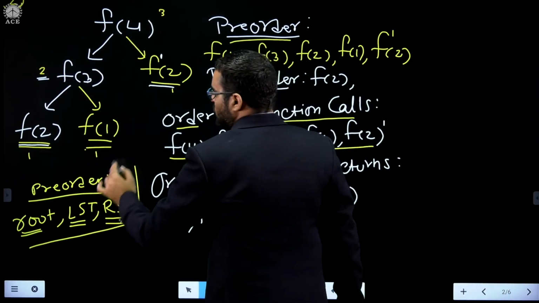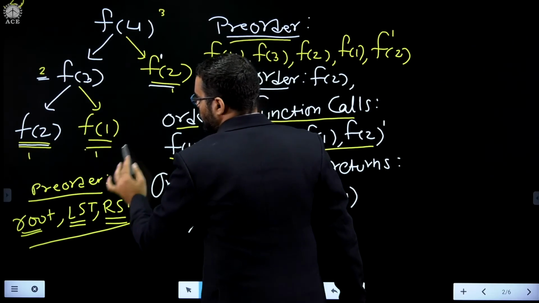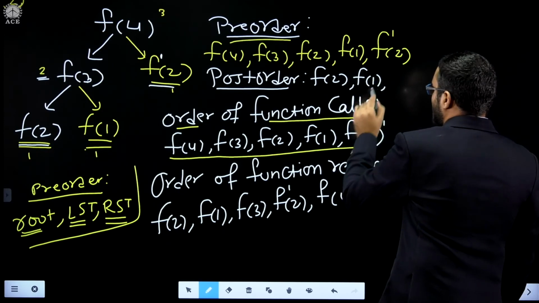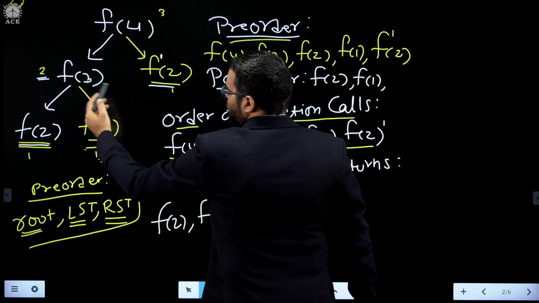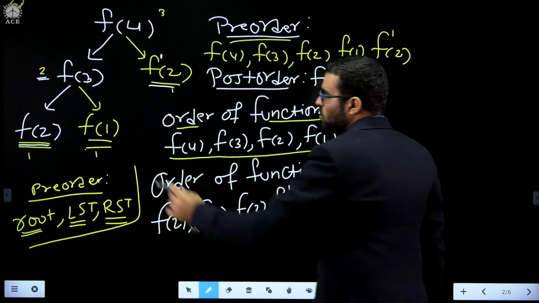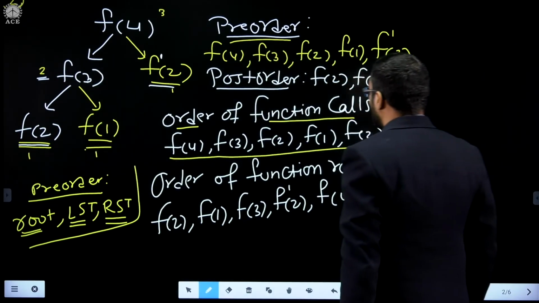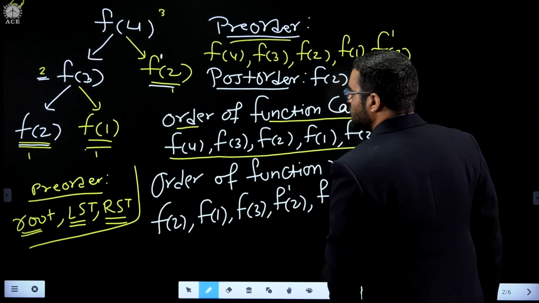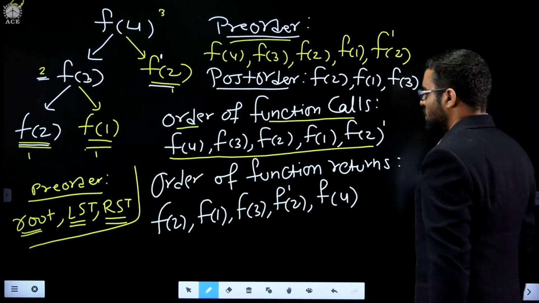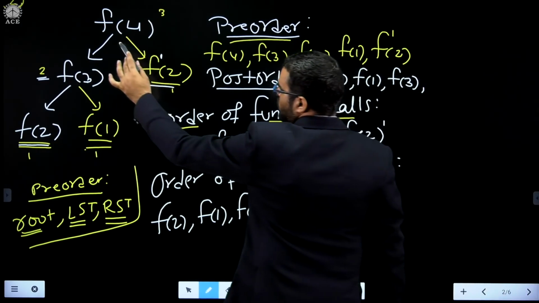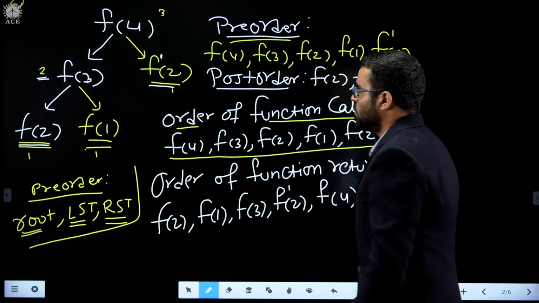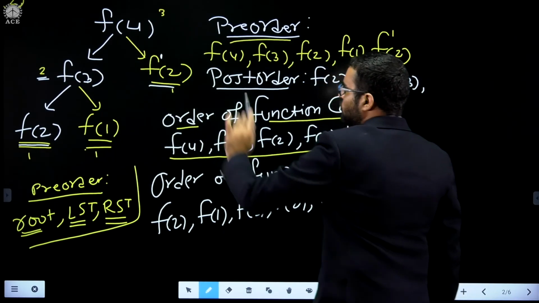After that we go to the right subtree, and we print this F1. After that we print the root node. Now we will print the root node, so that will be F3. So that will be F3. Now after that we will print the right subtree of F4. We will go to the right subtree of F4.